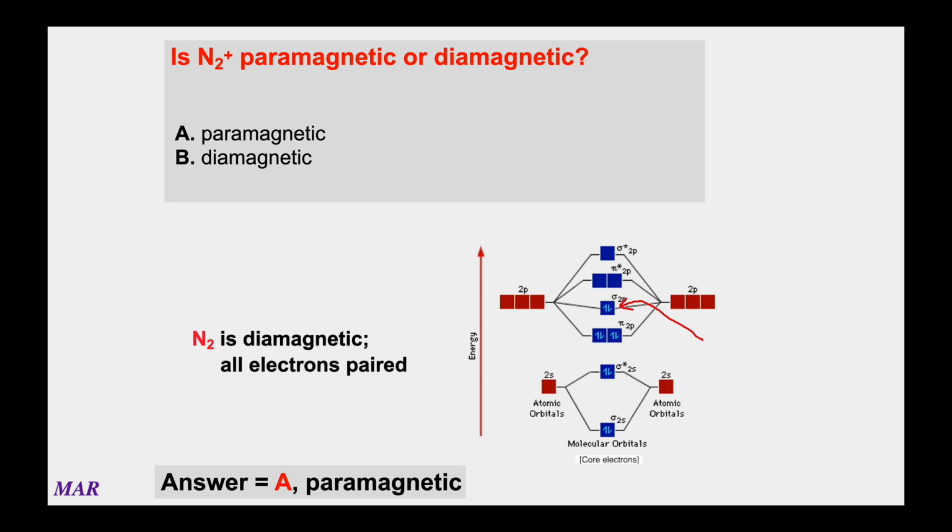N2 minus, one extra electron, would also be paramagnetic because we'd have to add that extra electron to the lowest unoccupied molecular orbital, the pi star 2p. Pretty cool. With molecular orbital diagrams, it's easy to tell a lot of information about the ions of molecules if you have the default molecular orbital diagram listed. We'll look at that more in the problem set as well.